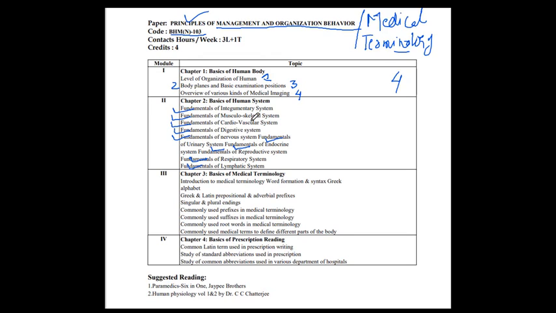So a total of 1, 2, 3, 4, 5, 6, 7, 8, 9, and finally 10. A total of 10 topics are there in module 2. So if you cumulate on the side, till module 2 the number of topics is 4 plus 10, which is equal to 14 topics.